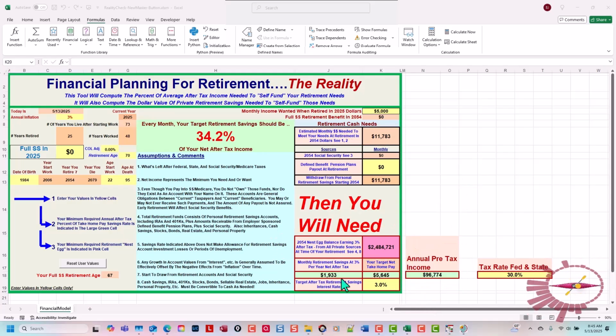That completes the analysis of this particular retirement savings scenario. We'll reset the spreadsheet by clicking the Reset Command button.